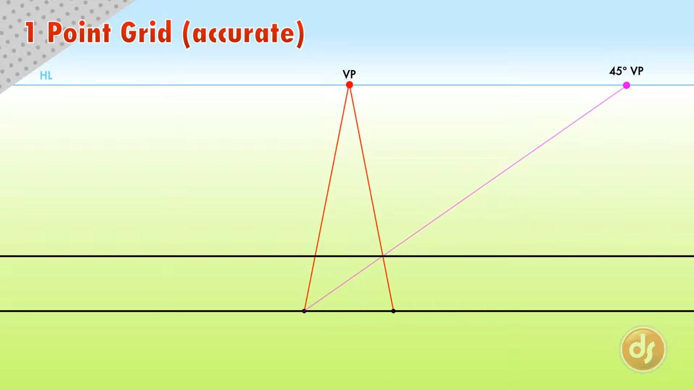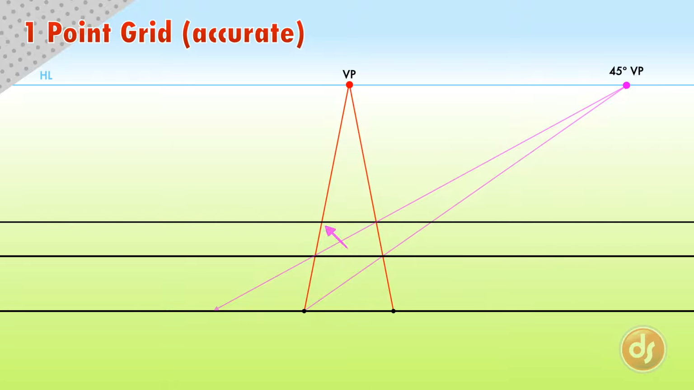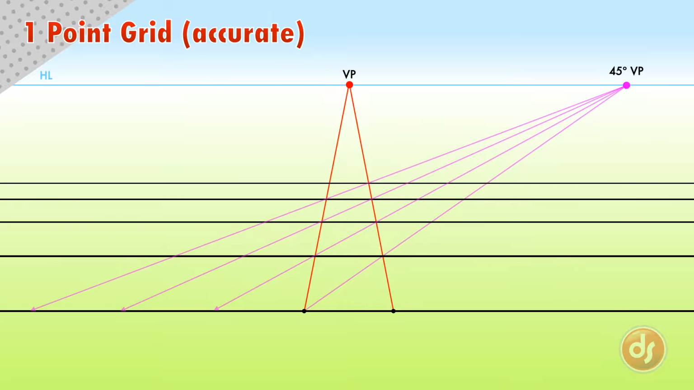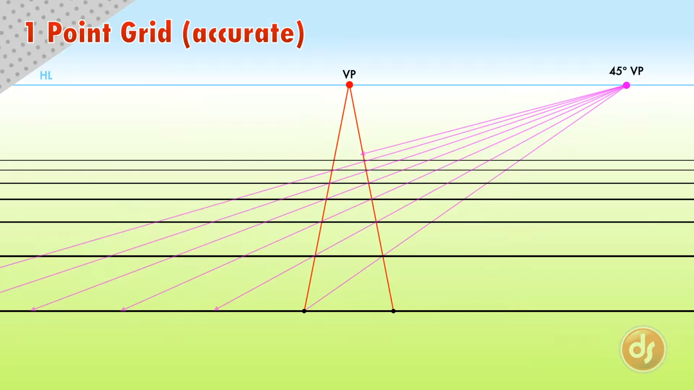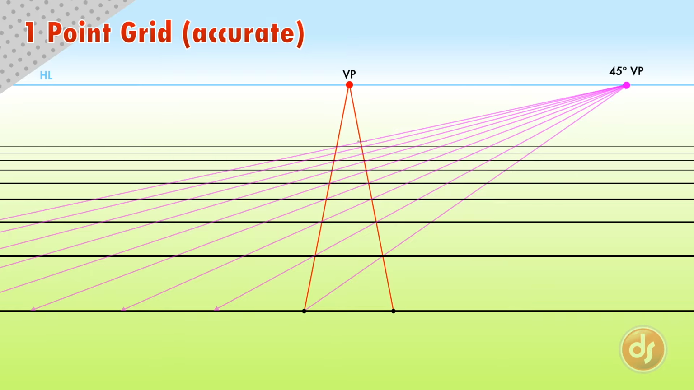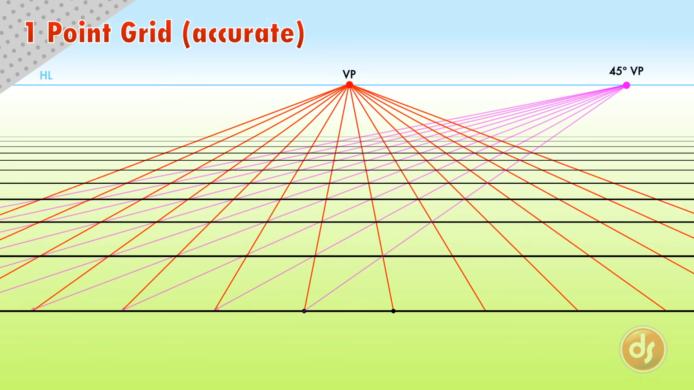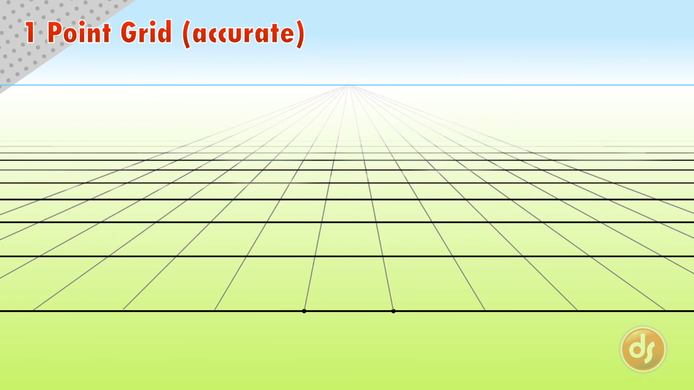From here, the method is the same as the simple grid. A 45-degree line needs to connect back through the opposite corner of the tile. This sets up the left-right rhythm of horizontal and 45-degree lines. As you move back, the lines will become closer together, making it a little more difficult to accurately place them. Then draw perspective lines where the horizontal and 45-degree lines intersect. And now we have a more accurate grid.